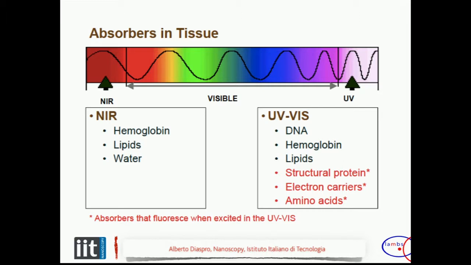In this region, that is from red to blue, you have some biological systems that absorb light, and so in that case can produce contrast, that are in the near infrared, like hemoglobin, lipids, and water. And then in the ultraviolet, most important, I think, is DNA, and then you have some elements in the ultraviolet that not only have absorbance, but also produce fluorescence. This can be of interest.